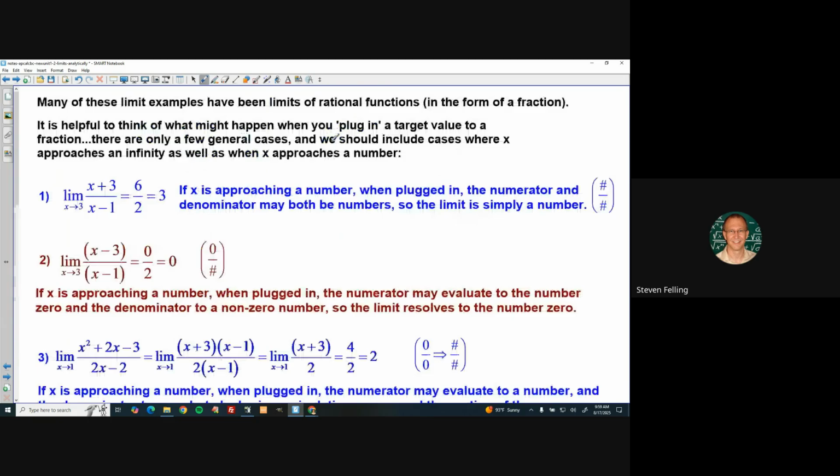Okay, so many of these limit examples have been of what we call rational functions, which means the functions that are in the form of a fraction. So it is helpful to think about what can happen when you plug in a target value to a function. There's really only some general cases, and we should include some cases where x is approaching an infinity. So this number here, we can approach either infinity or negative infinity as well. So we'll talk about that in a second. Okay, so let's look at all the cases here.